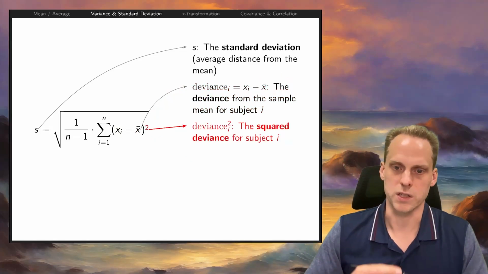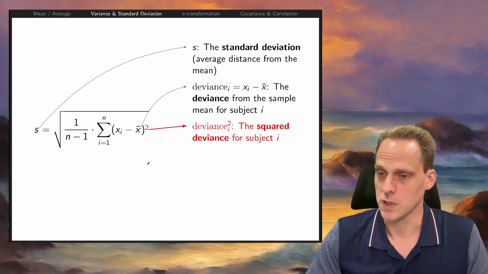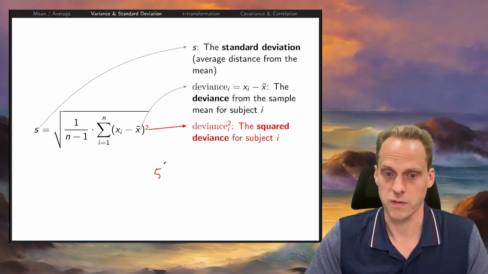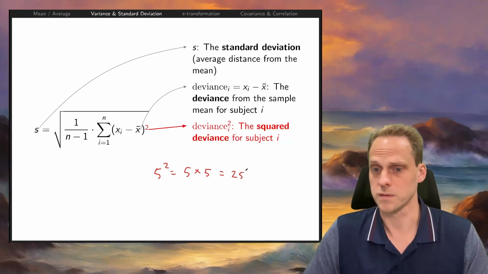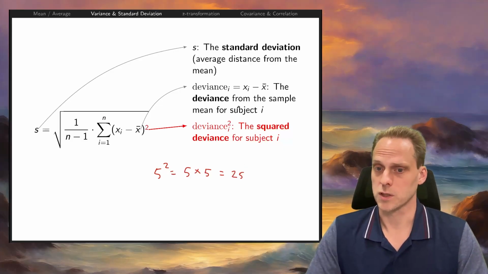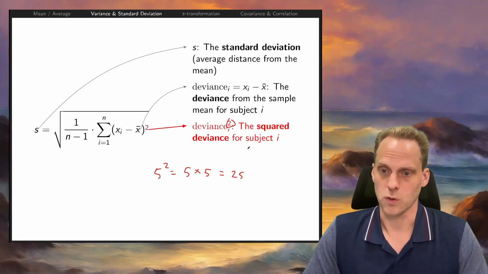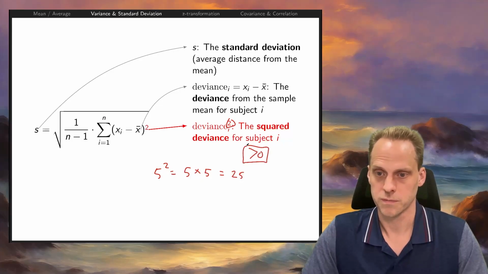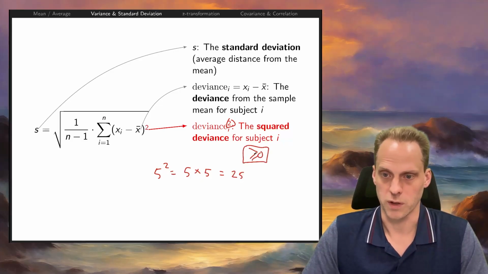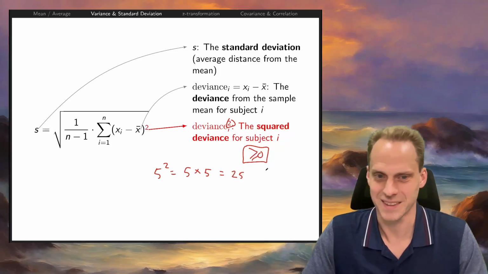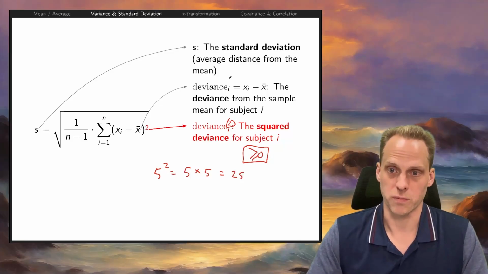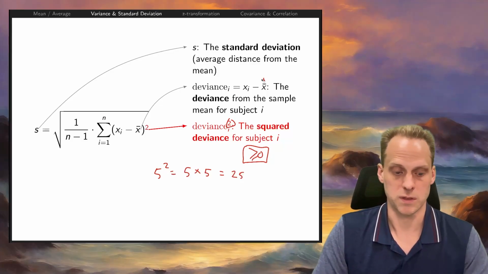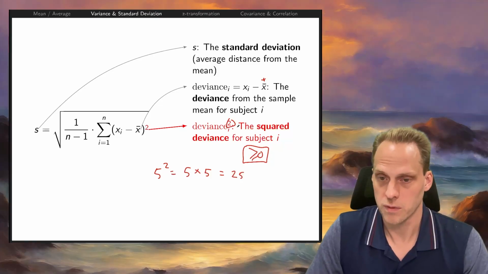What are we doing? We are squaring it. Squaring means multiplying something by itself. Let's say 5 squared equals 5 times 5 equals, now I have to think, 25. The nice thing about squaring is that the number is always above 0, or equal to 0 if you're squaring 0 itself, of course. It's never a negative number. So we don't have this problem that we get some values above, some values below the mean, and that the average is going to be 0. The average of this is going to be something non-zero, and we can interpret it.